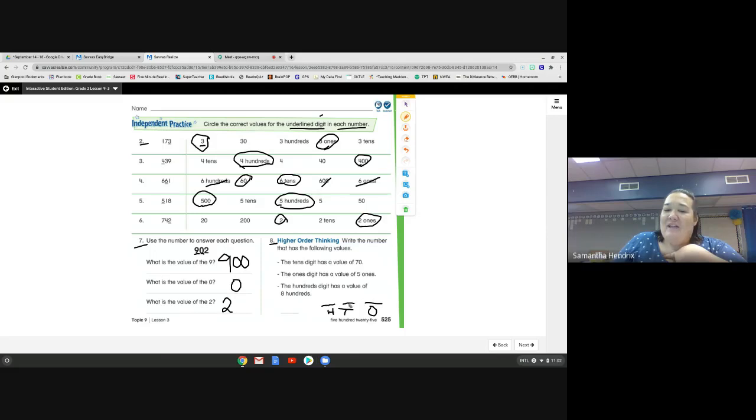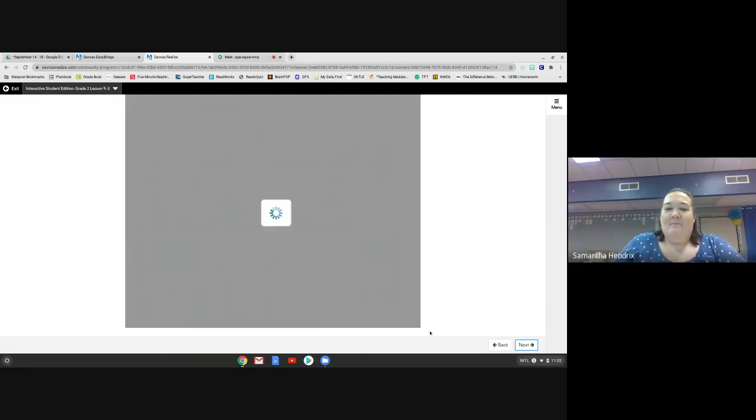So am I actually going to write a 70 here? No, I'm going to write a 7. The digit that goes there is a 7, but I know that the value is 70, okay? The ones digit has value of 5. So I'm going to put a 5 there. And then the hundreds digit has a value of 800s. So again, am I going to write 800? No, I'm just going to write 8. So my number is 875. Good job. Remember, you can pause at any time.